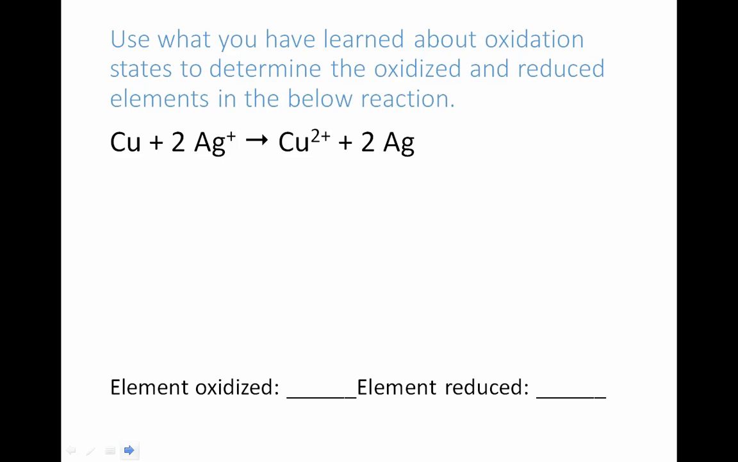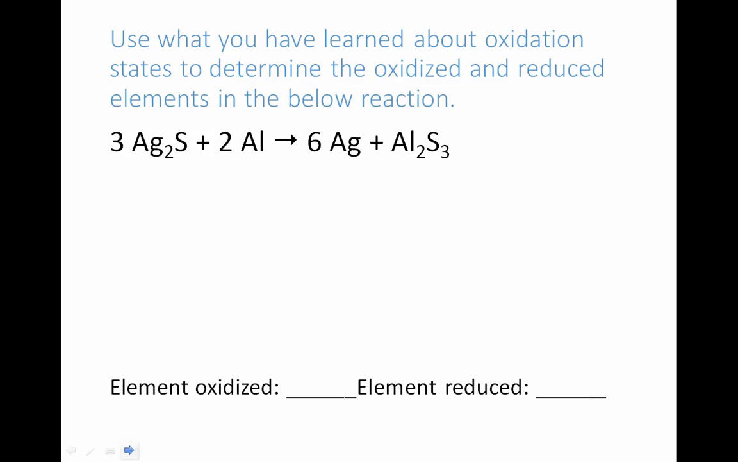Let's do another example. So now we've got copper and silver. On the left-hand side, copper has an oxidation state of 0, silver has an oxidation state of +1. On the right-hand side, copper has an oxidation state of 2+, and silver has an oxidation state of 0. How did I know that? Well, if it's elemental, it's 0. If it's an ion, it's the charge of the ion. So which of these elements was reduced? Which one had a reduction in charge? Silver was reduced, and that leaves you with copper being oxidized.